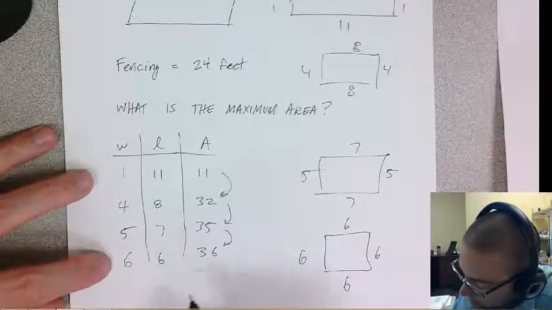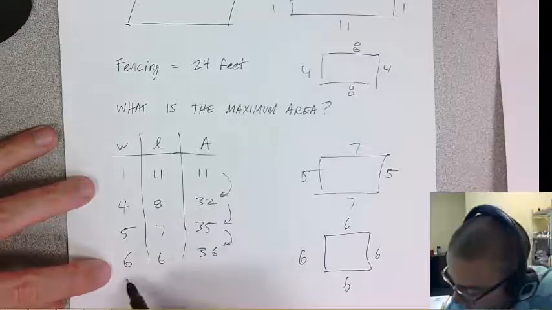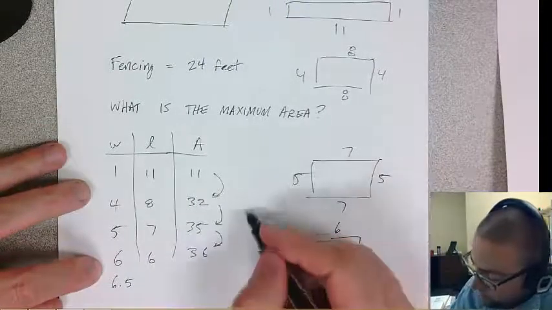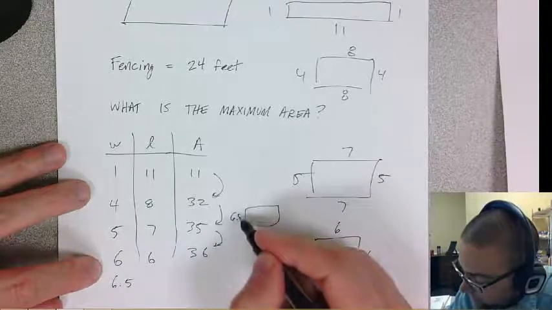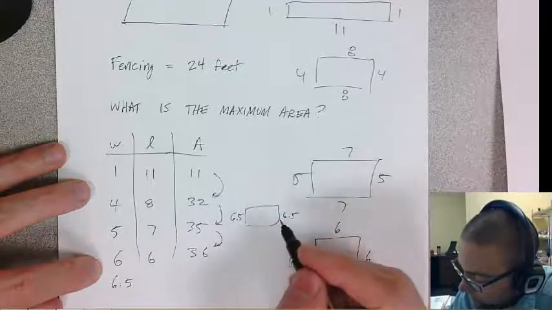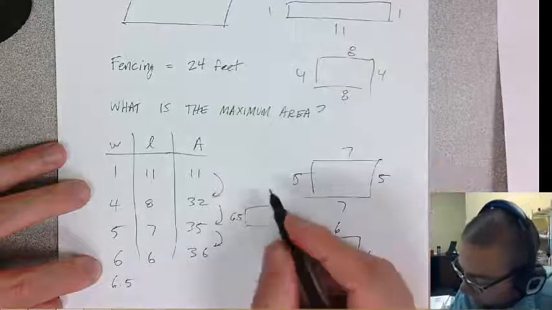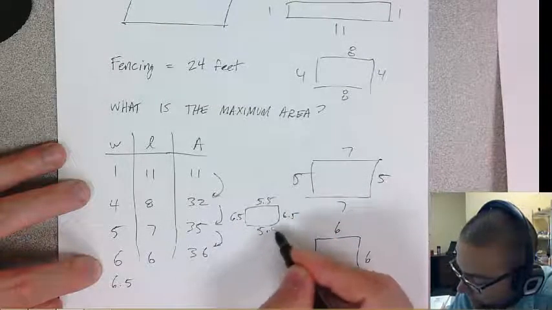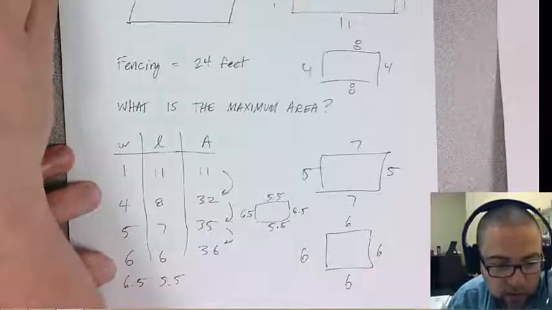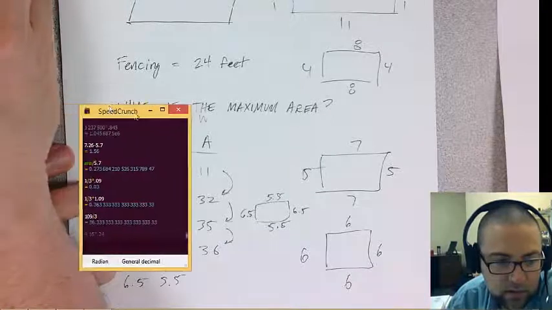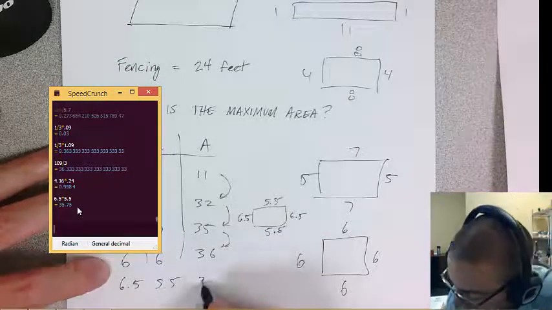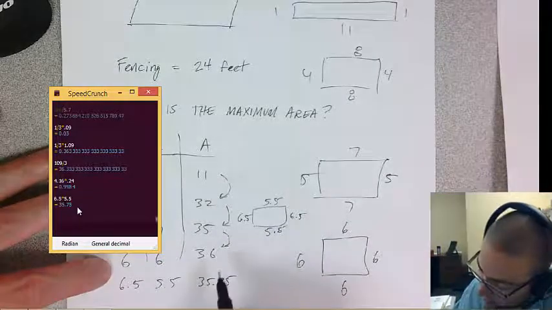Now if we go past that, let's try 6.5, right? 6.5 and 6.5 would be 13. So I need another 11 to go. So that would be 5.5 and 5.5. So what's 6.5 times 5.5? I'll grab my calculator just to make it easier. Equals 35.75. So it got smaller, right?